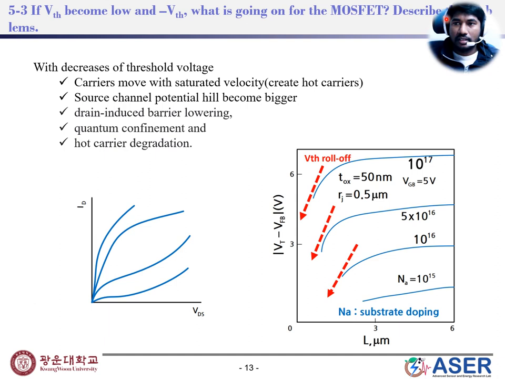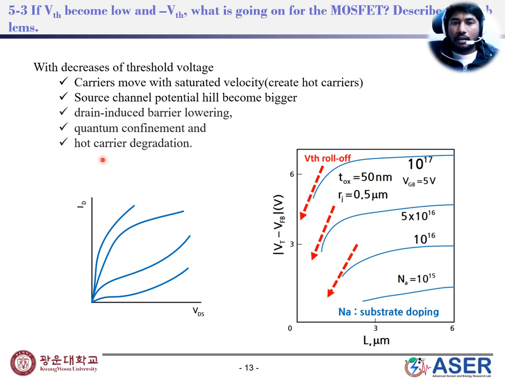Describe the problem. Okay, we decrease the threshold voltage, and some problems happen in the MOSFET: carriers move with saturated velocity, and that creates hot carriers. So the source-channel potential hill becomes bigger, then drain induced barrier lowering, quantum confinement and hot carrier degradation occur.